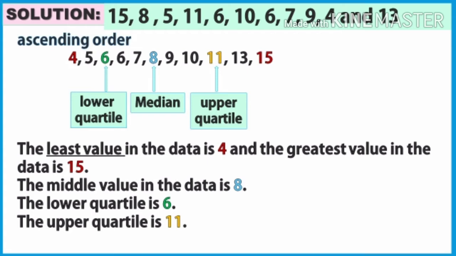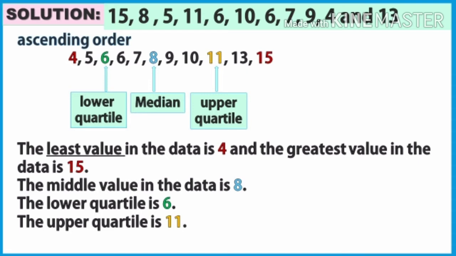Okay, next, kukunin natin ang lower quartile. Ang lower quartile is 6. So, paano natin nakuha ang 6 sa lower quartile? Okay, mula dun sa median, pababa, bibilangin natin or kukunin uli natin ang pinakagitna. So, ang pinakagitna mula 4 hanggang 8 ay 6. Therefore, ang lower quartile natin is 6.